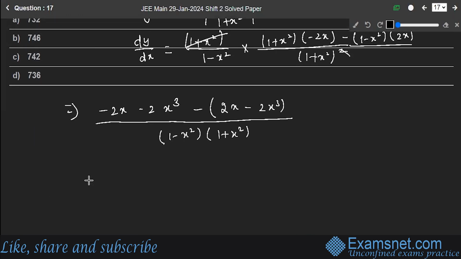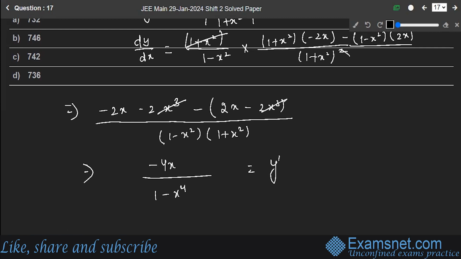So now let's open the brackets. After opening the brackets, you will have this and this will cancel. You will have a minus 4x upon this. This is your y dash, first derivative.